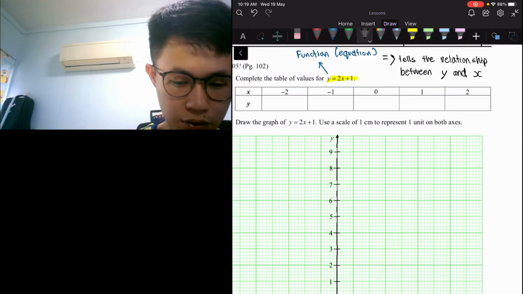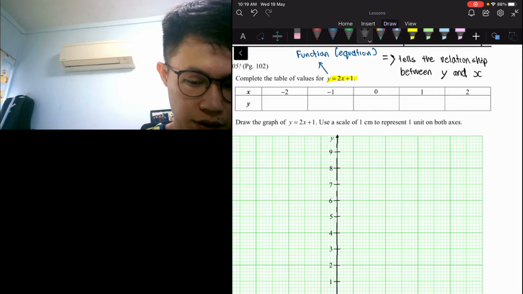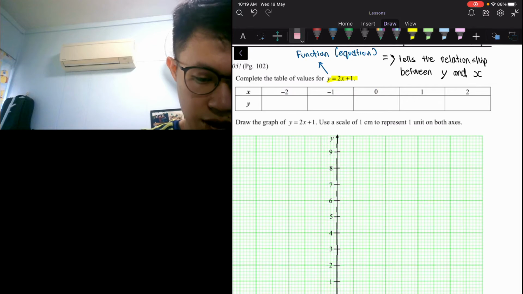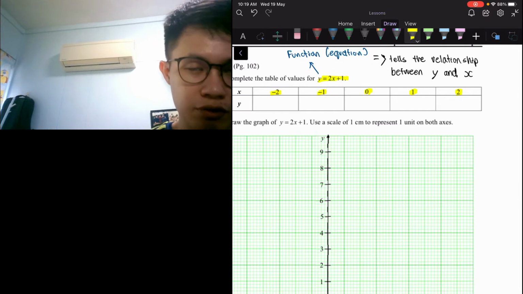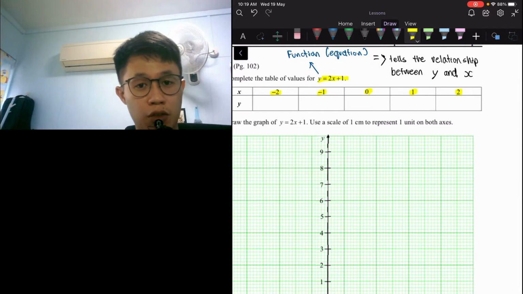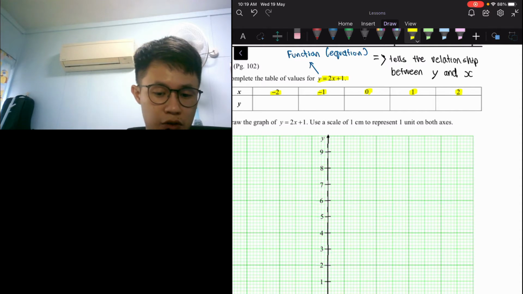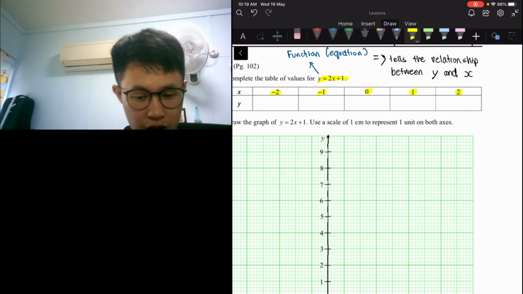And the first step to all these kinds of questions is that we have some values of x given to you. Use these values to find out what are the corresponding y values. For every value of x, there will be a value of y, and there will only be one value of y for such functions. Okay, this is a linear function.